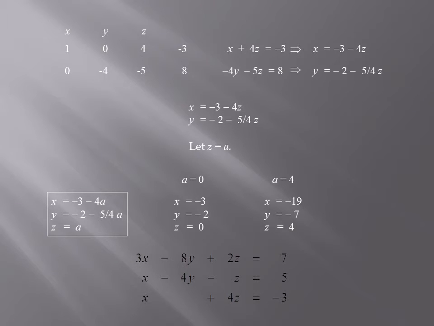You can check that substituting in either -3, -2, and 0 for x, y, and z, respectively, or -19, -7, and 4, respectively, for x, y, and z, if you substitute those numbers into that system that was given, they will both satisfy the system. You could see how you can get any number of solutions by just changing the value of a.